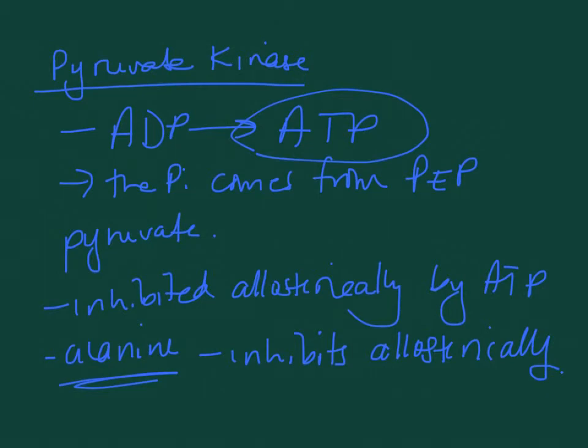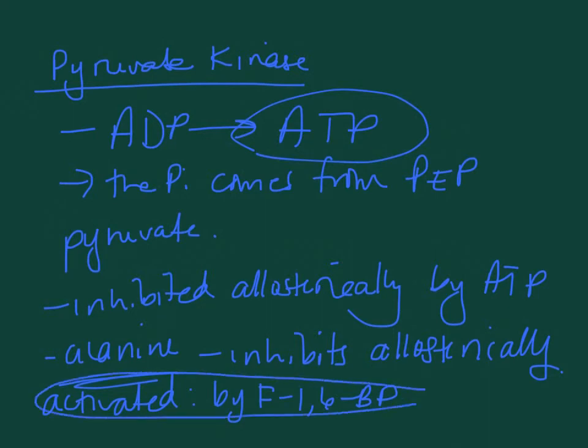When alanine is present, it signals that the building blocks are abundant. Pyruvate kinase will be activated again by fructose 1,6-bisphosphate. So once we make more fructose 1,6-bisphosphate, this says, okay, amp up glycolysis. We need more intermediates.